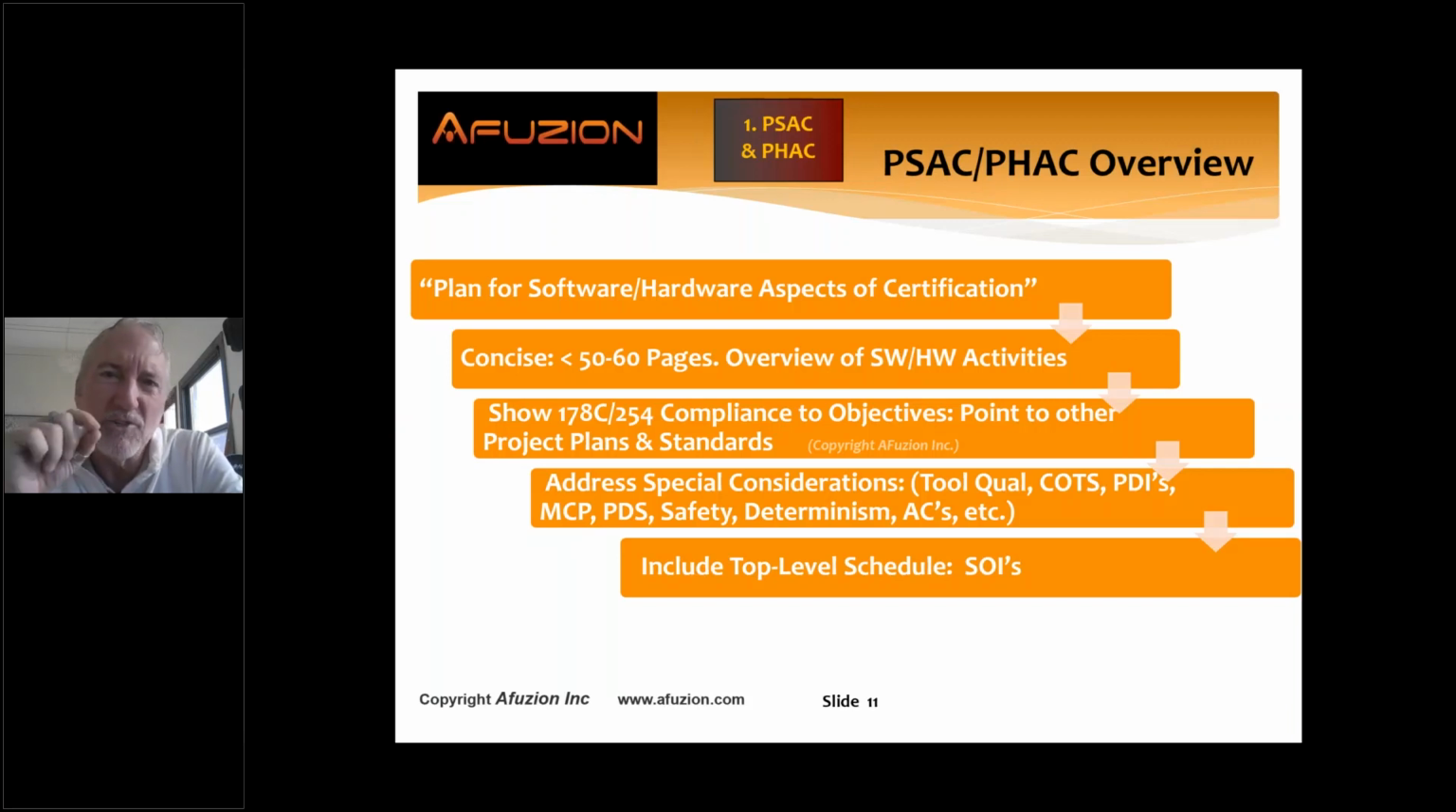So we want to keep it concise by putting the details in the other plans, not repeating, just summarizing from the other plans: QA, PA, development, CM, verification, validation, hardware. We're going to show compliance and point to the other plans. We're going to meet all the 71 objectives for DAL-A software, 62 for DAL-C software, right? Hardware, how do we comply with not just 254, but AMC 20-152?